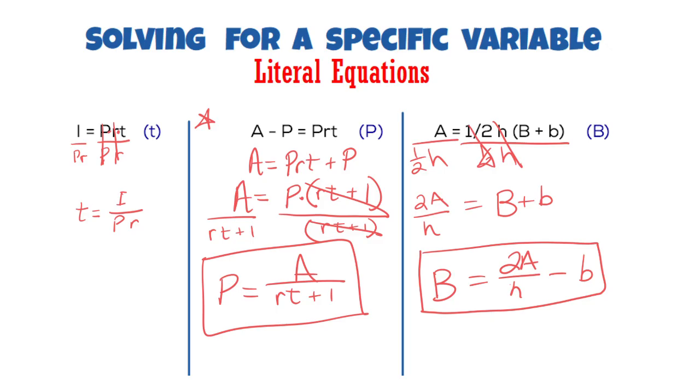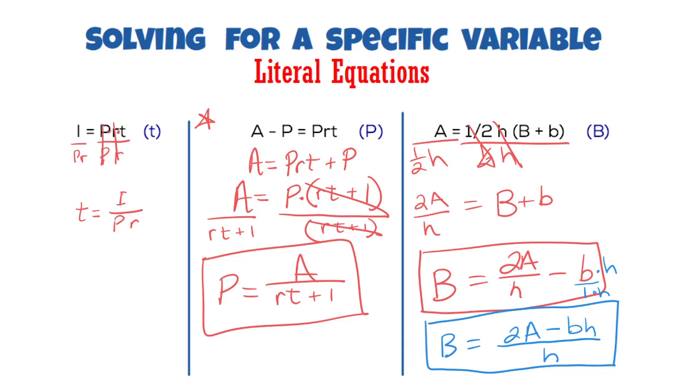This is fine if you're just giving me an answer, but you might see that they have like worked on getting a common denominator, taken both sides times h, and then they might have written this as 2a minus bh all over the common denominator of h. And this would be another possible answer. So recognize that there might be more than one way to write these.